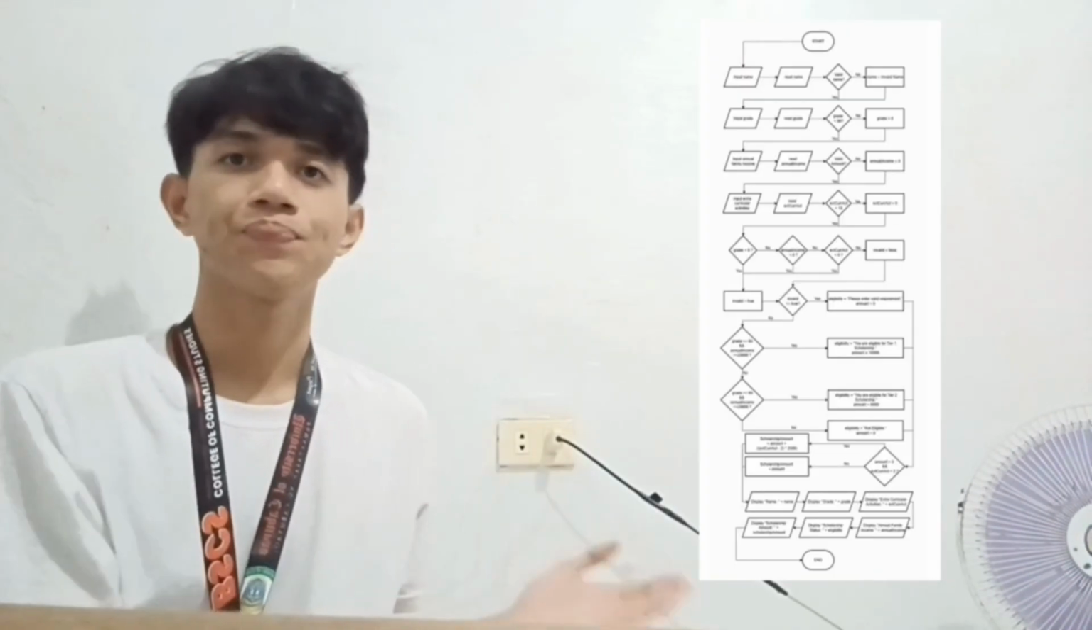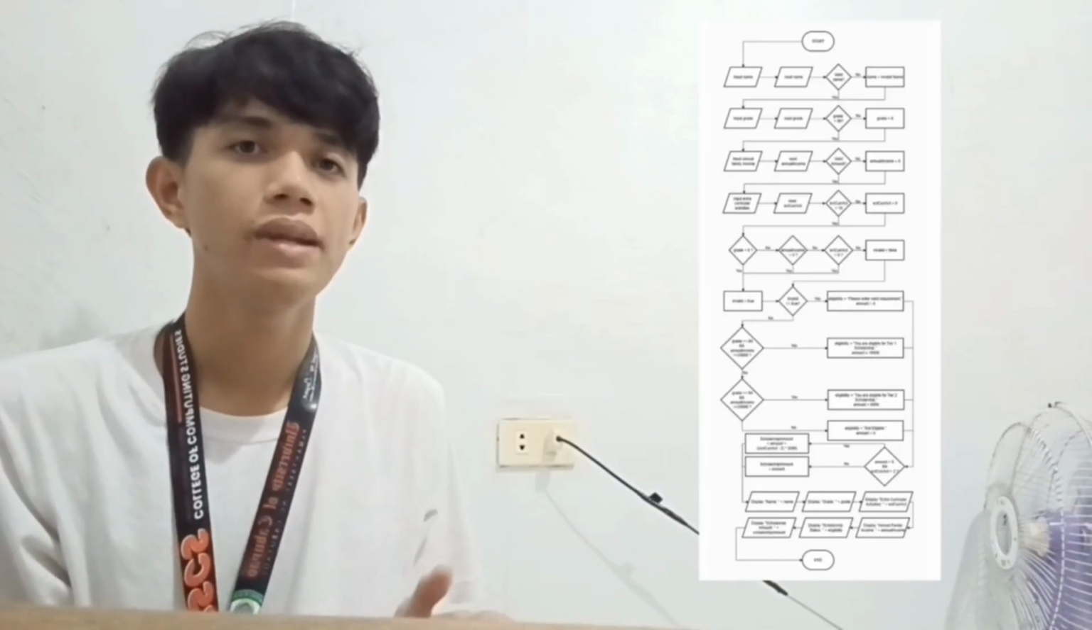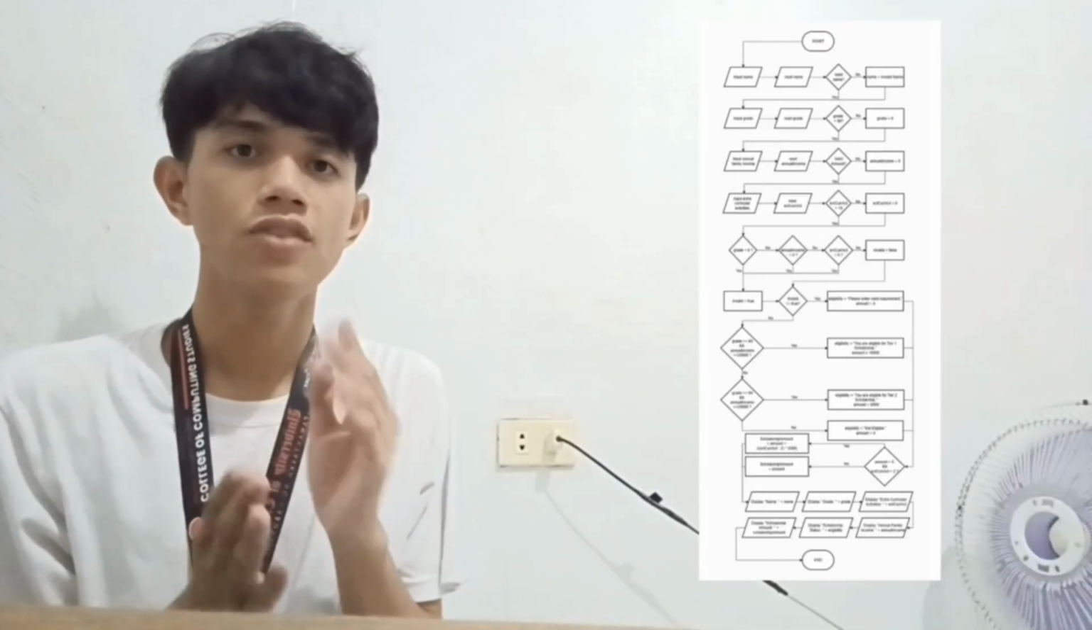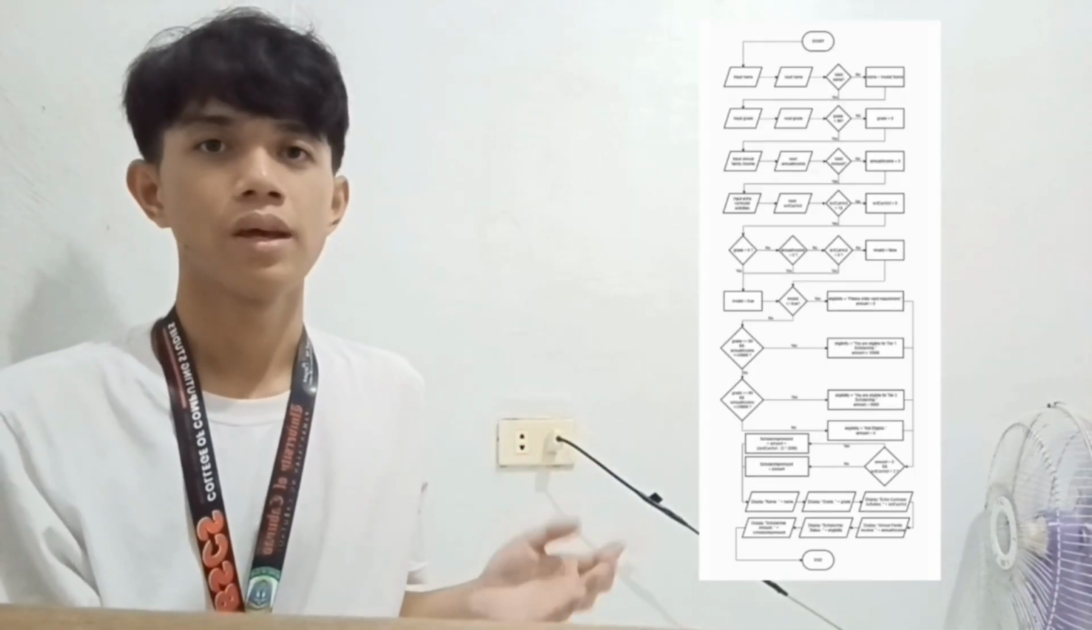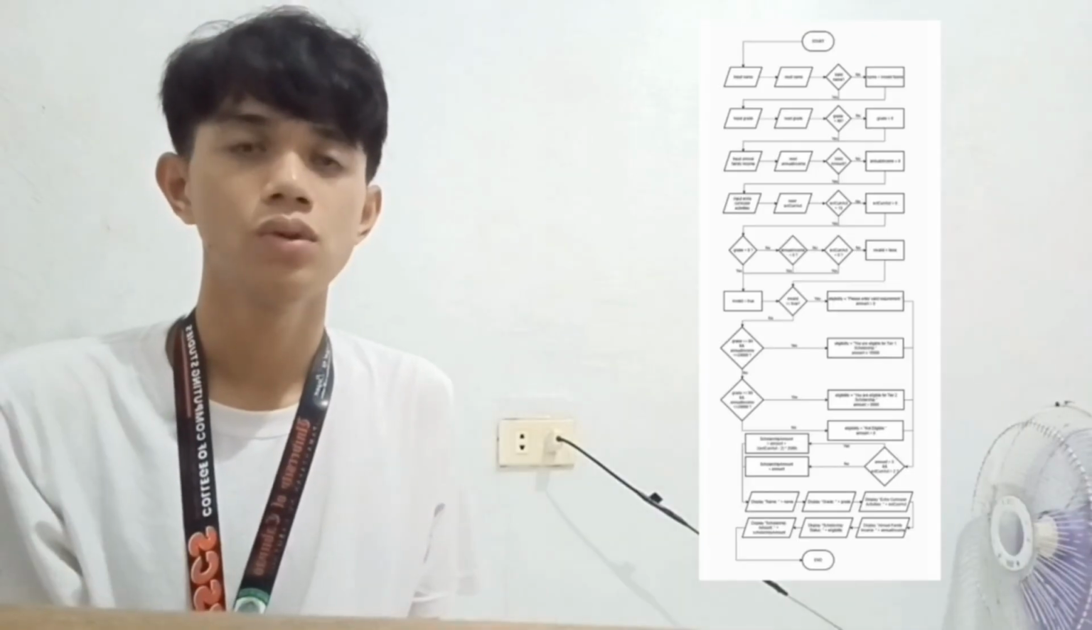Third is the income entry. We input and read the annual family income. We check, is this a valid amount? If no, we set annual income equal to 0. And if yes, we continue.